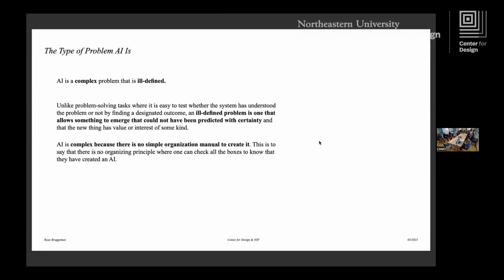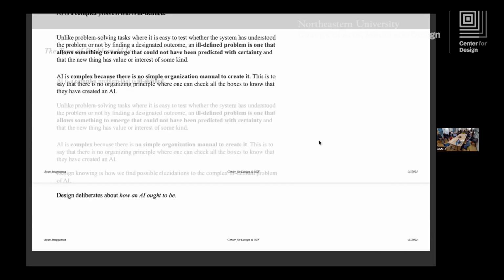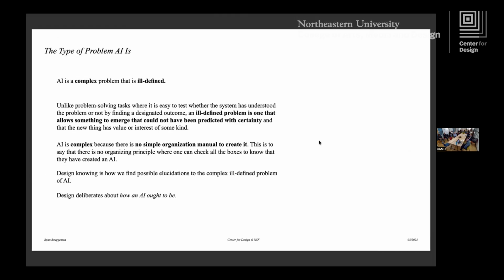And AI is also complex because there is no simple instruction manual to create it, right? There's nothing that tells us the combination, but rather certain types of consistencies, like to learn, it needs to have backpropagation. I'll get into that, but this is the way that it updates itself and learns what it's doing. And so design knowing is how we find possible elucidations to the complex, ill-defined problems of AI. So design deliberation is about how an AI ought to be. Design is at the beginning.